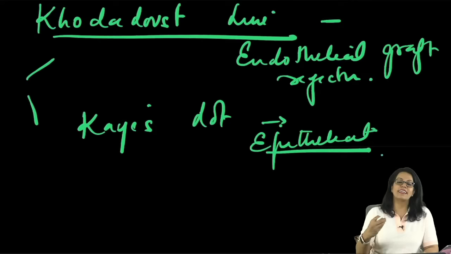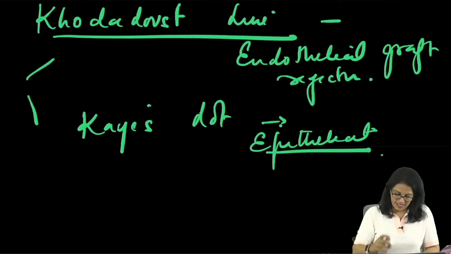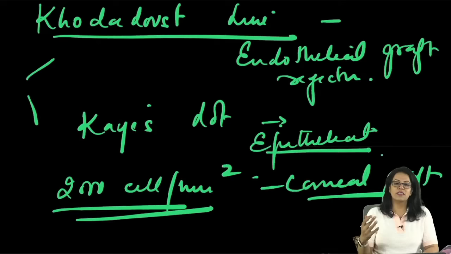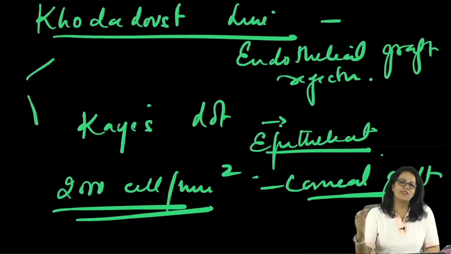What should be the minimum number of endothelial cells in a corneal graft? It should be at least 2000 cells per millimeter square for a corneal graft. 1500 will be acceptable, but we will prefer to answer 2000. Okay, what is normal? Normal of course is 3500 to 5500 in children. In adults, you can say it is around 2500 to 3000. Different sources say differently. Anyway, we'll remember this.